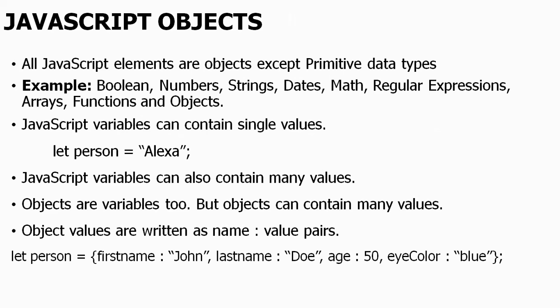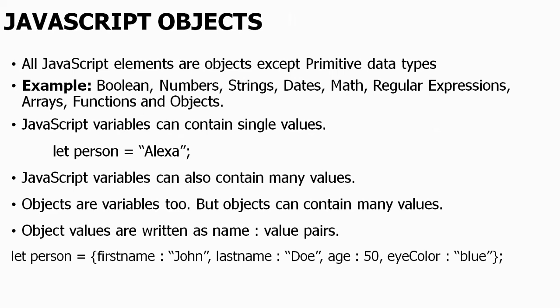All JavaScript elements are objects except primitive data types. For example, Boolean, numbers, strings, dates, maths, regular expressions, arrays, functions, and objects. These are all included. JavaScript variables can contain single values. Let person equal to double quotation Alexa, whatever name the user requires. For my reference, I use Alexa. This is the syntax.